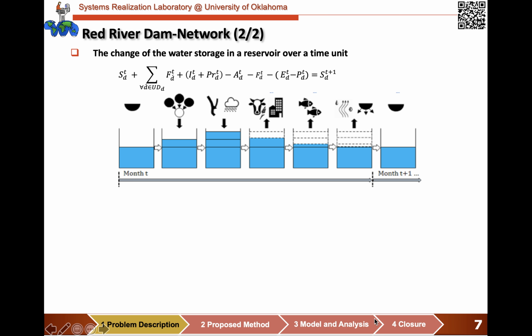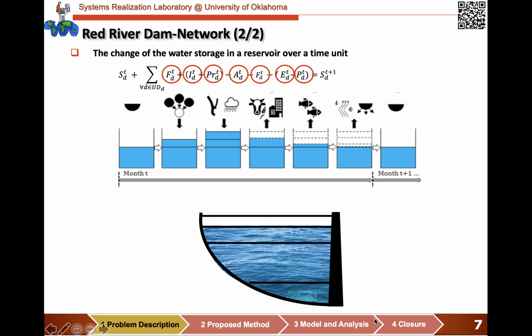The water in each reservoir behind each dam changes like this. The water storage in time t, plus the inflow, subtracts the outflow, is the water storage in time t plus 1. The inflow includes the water from upstream and the tributary and the precipitation. The outflow includes water for human use, wildlife reservation, evaporation, and seepage.